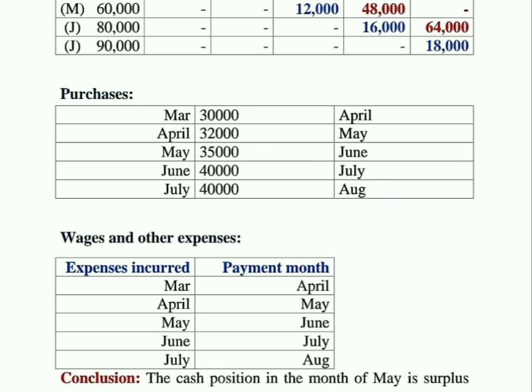Okay, right, now next wages and other expenses. There is a delay in payment of wages and other expenses of 1 month. So that is why the wages amount, the factory expenses, office expenses and selling expenses, all these expenses which are related to March will be paid in the month of April. So April expenses will be paid in the month of May. May expenses will be paid in the month of June. June expenses will be paid in the month of July. July expenses will be paid in the month of August. So there is a 1 month delay. So for May, June, July we have to take the April, May, June amounts for the expenses.